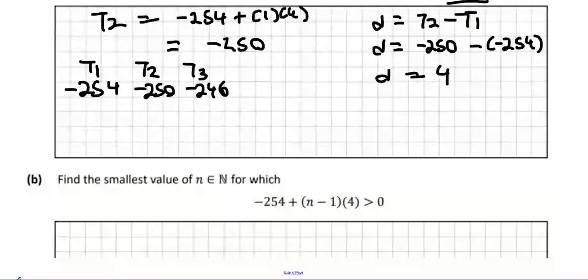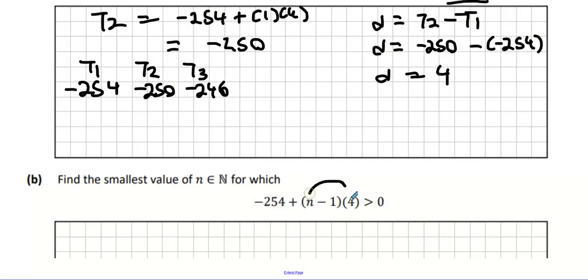Okay? So the other way of doing this is to multiply this out. We know the answer is n equals 65. Okay? But let's prove it. Multiply it out, and you get minus 254.